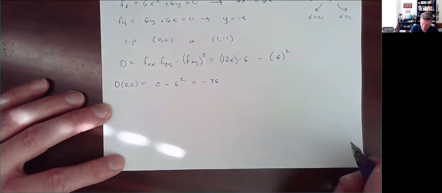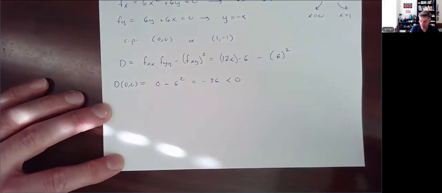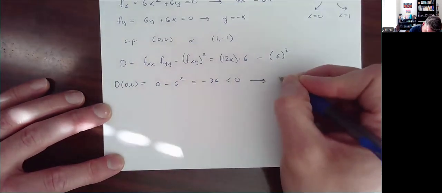I don't really care about the number. I care that it's negative, because when your capital D is negative, that means you have a saddle at 0, 0.